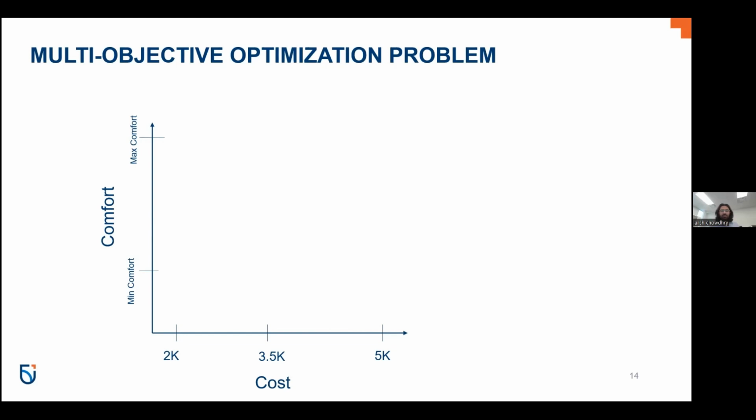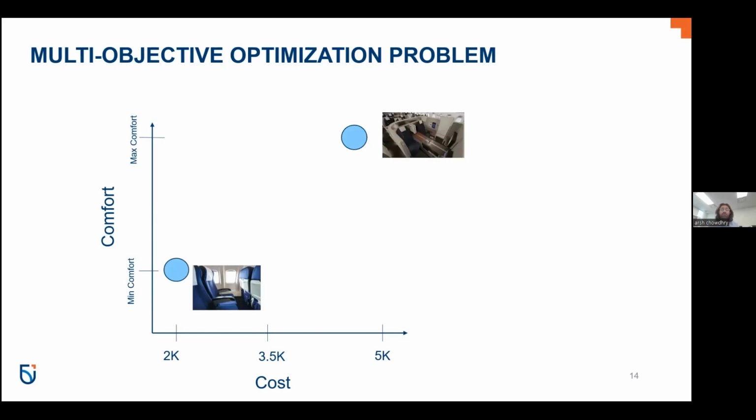So let us take a real world example to understand how multi-objective optimization works. Consider someone is traveling from Toronto to London, and we need to book a flight ticket, and flights are available at prices ranging from a few thousand to a couple of 100,000. And if we consider the two extreme hypothetical cases, one ticket would cost around $2,000, which would be in economy class, and the other extreme case would be $5,000, which would be in business class.